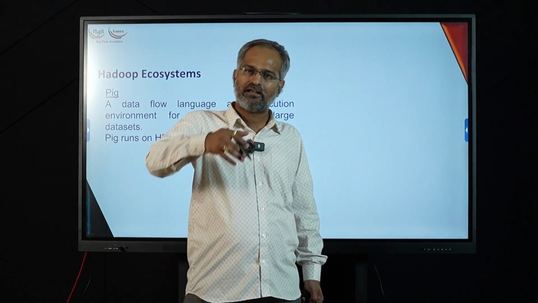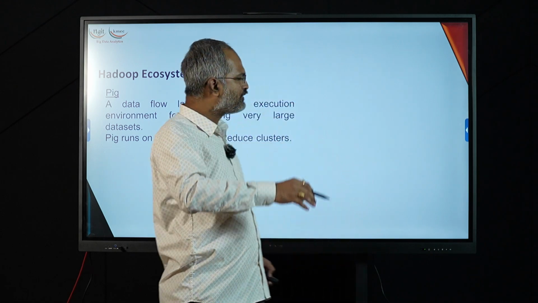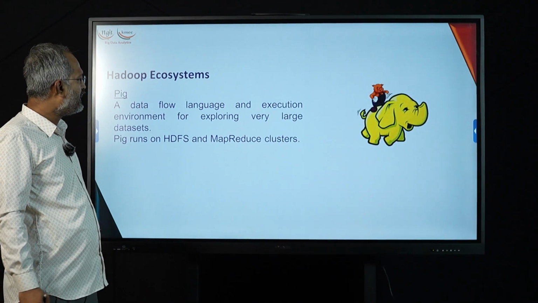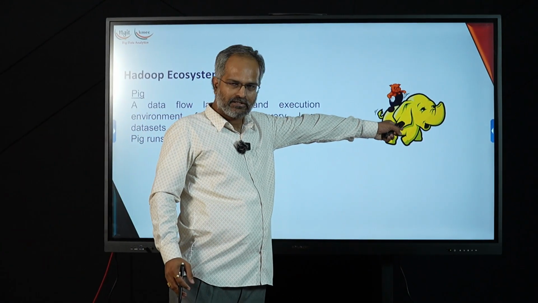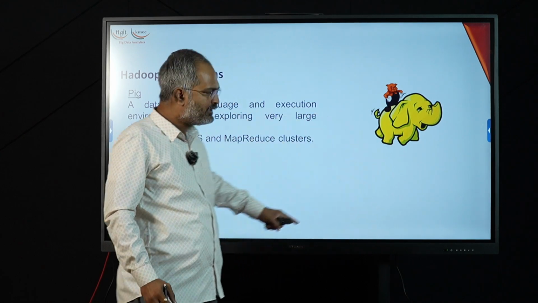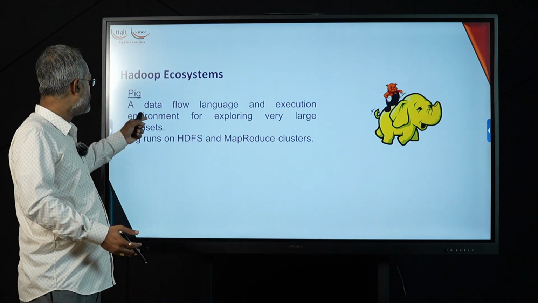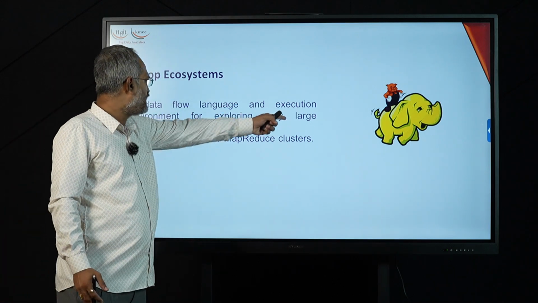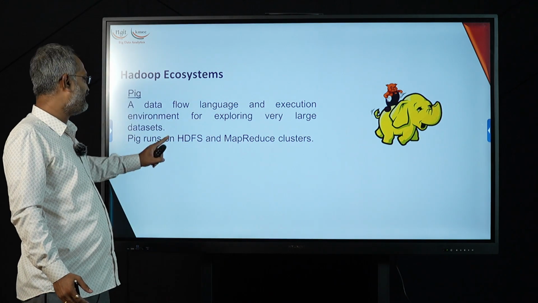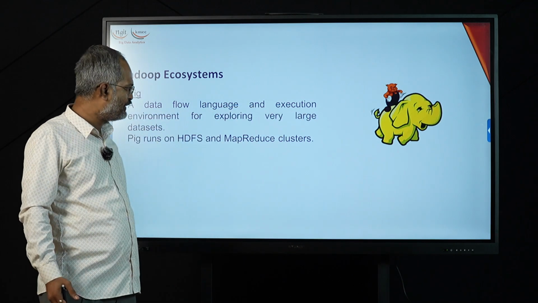So we should have some abstract level of programming for MapReduce. That abstract level of programming is provided by Pig. So here Pig is on top of Hadoop. You can understand easily by using this diagram. Pig is on top of Hadoop, and Hadoop is HDFS and MapReduce. So see the definition: a data flow language and execution environment for exploring very large data sets. And Pig runs on top of HDFS and MapReduce.